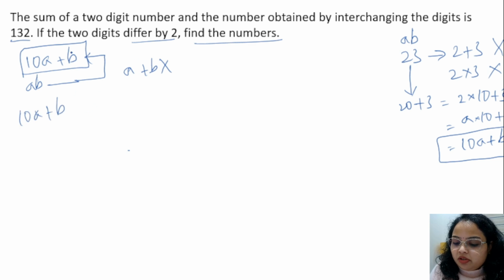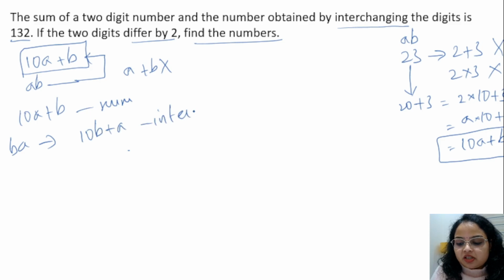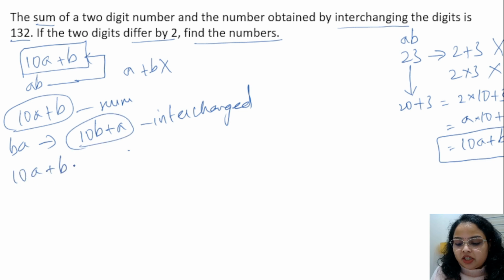And what is told? The sum of a two-digit number and the number obtained by interchanging the digits is 132. This is the original number. If the digits are interchanged, what will it be? It will be BA, so it is represented in the form of 10B plus A when the digits are interchanged. So what is told? The sum of these two is equal to 132. So 10A plus B plus 10B plus A is equal to 132.